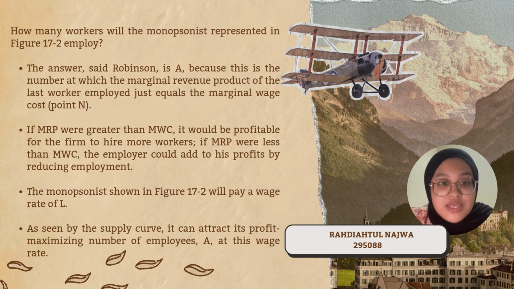How many workers will the monopsonist represented in figure 17.2 employ? The answer, according to Robinson, is A, because this is the number at which the marginal revenue product of the last worker employed just equals the marginal wage cost, point N. If MRP were greater than MWC, it would be profitable for the firm to hire more workers. If MRP were less than MWC, the employer could add to his profit by reducing employment. The monopsony shown in figure 17.2 will pay a wage rate of L. As seen by the supply curve, it can attract its profit-maximizing number of employees, A, at this wage rate.